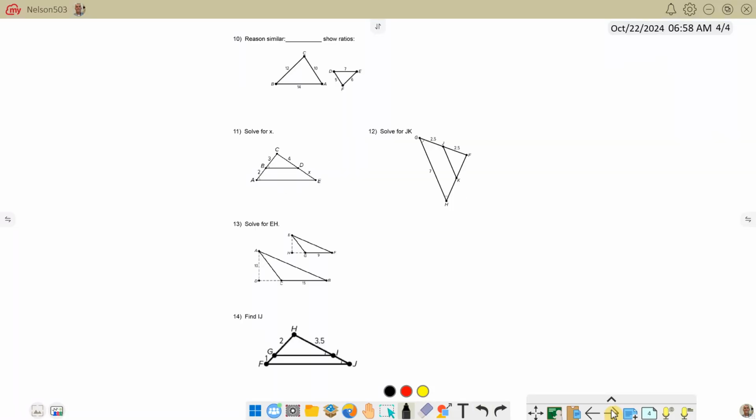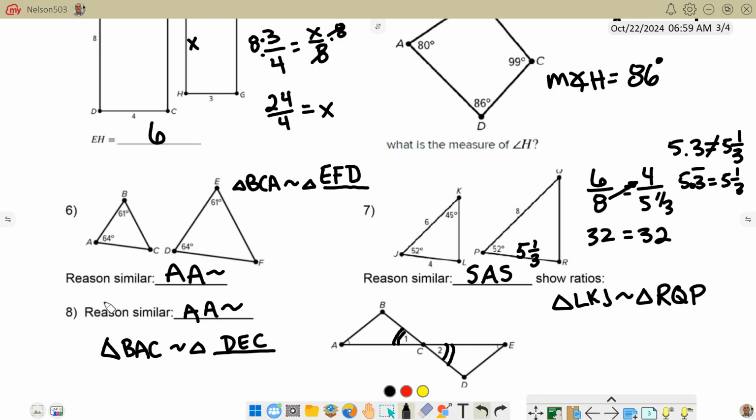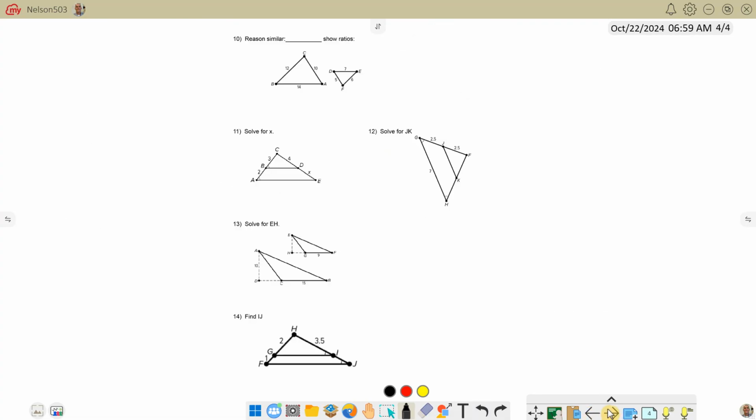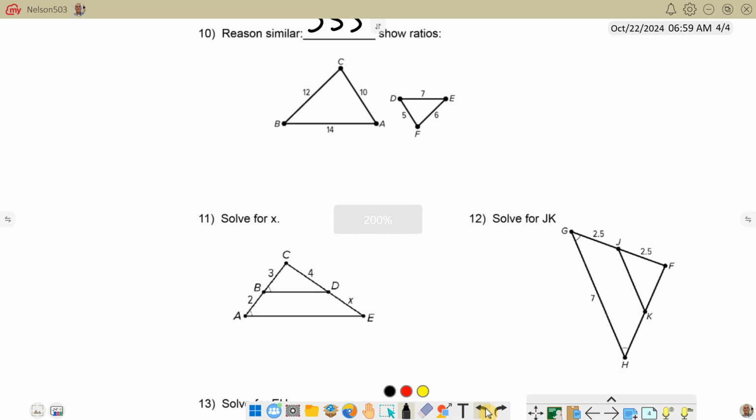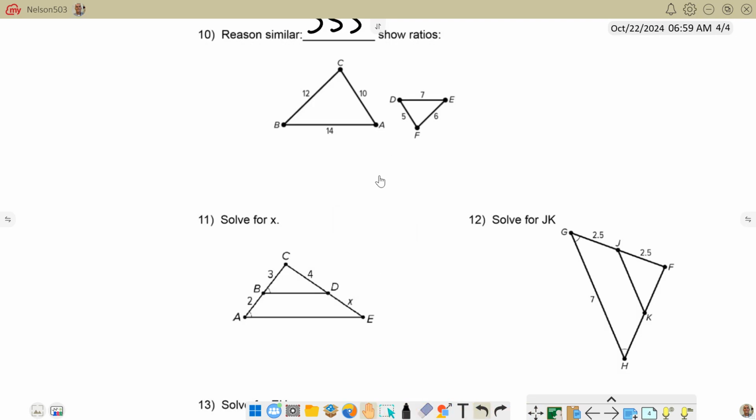Number 8. No, number 10. We have no number 9, right? So number 8 I've already done. That was the one right there. And now we're going on to number 10. All right, why are these two similar to each other? Well, the only option we have is side, side, side. And you know, what is side, side, side? That means all 3 sets of sides are in the same ratio.